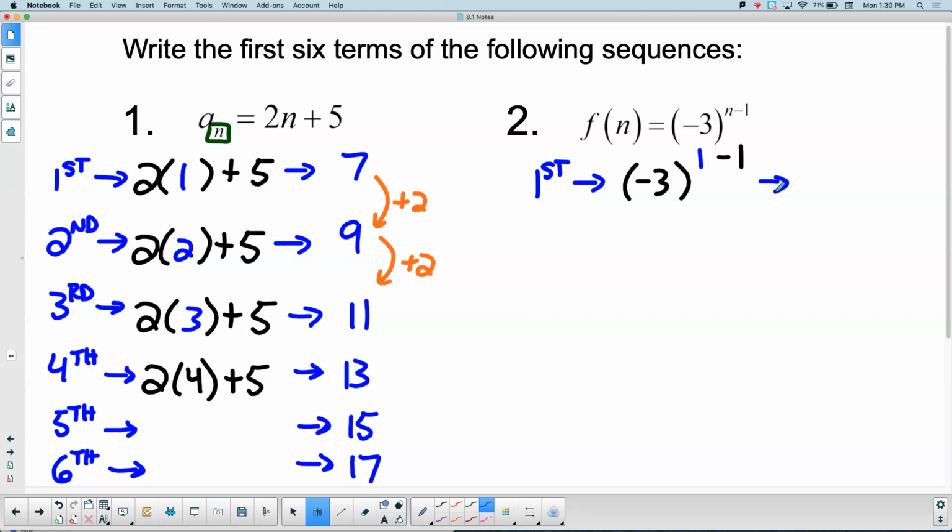So what's that going to be? 1. No, it's going to be 1. Anything to the 0 power is 1.